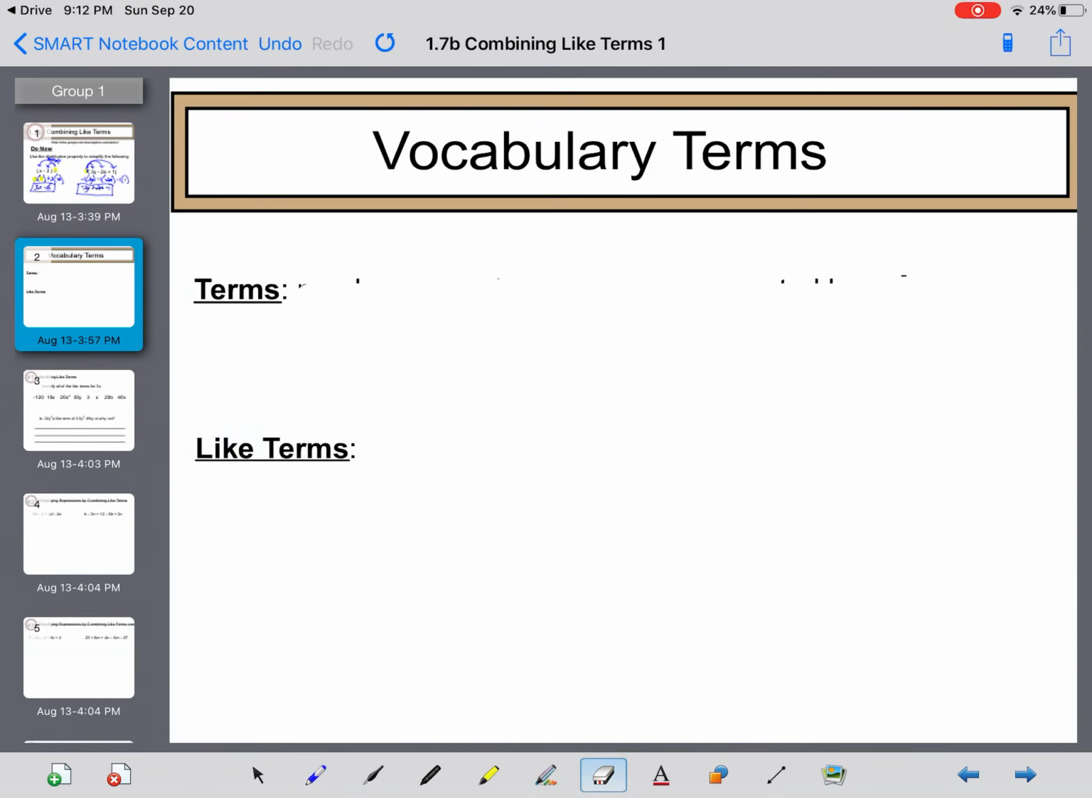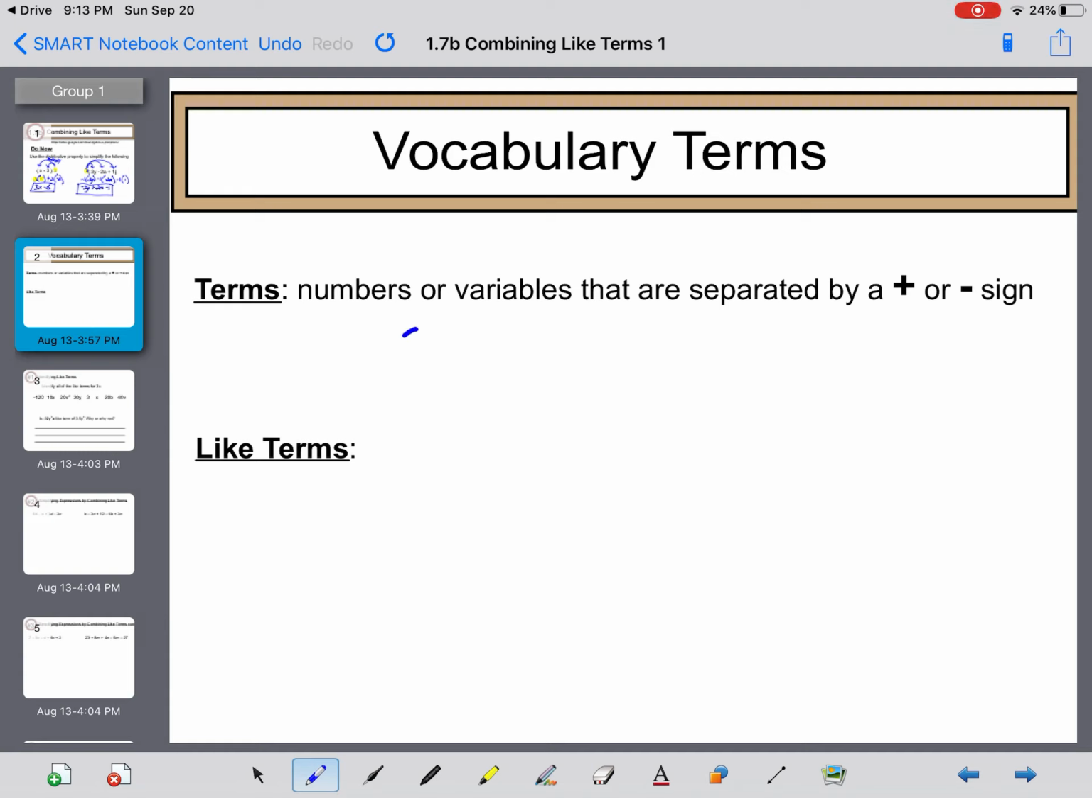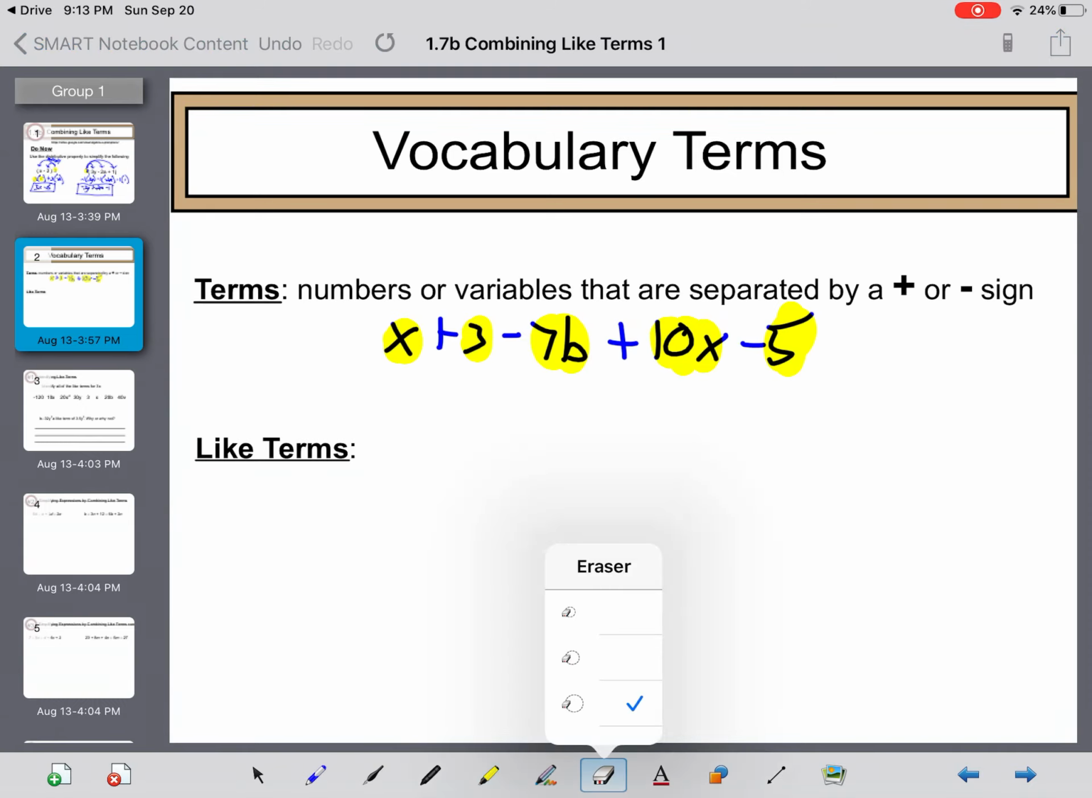Your vocabulary terms: feel free to pause in between each one, and make sure you get the whole definition. Term or terms are numbers or variables that are separated by a plus or a minus sign. For example, if I have x plus 3 minus 7b plus 10x minus 5, I have 1, 2, 3, 4, 5 terms, all separated by pluses and minuses.